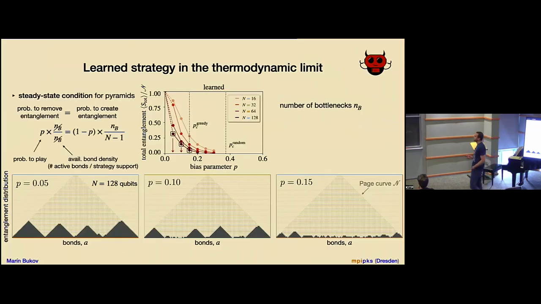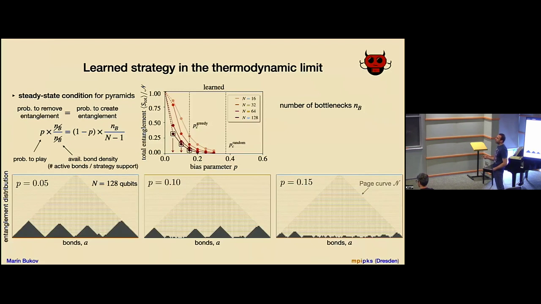So let's look at the steady state here, and let's try to formulate a steady state condition for this pyramid state to occur. Now, the steady state condition is that the probability to remove a bit of entanglement has to be the same as the probability to create a bit of entanglement in every given step of the game. So let's see what the probability to remove an entanglement is. Well, first of all, that's the probability for the disentangler to play, which is P.